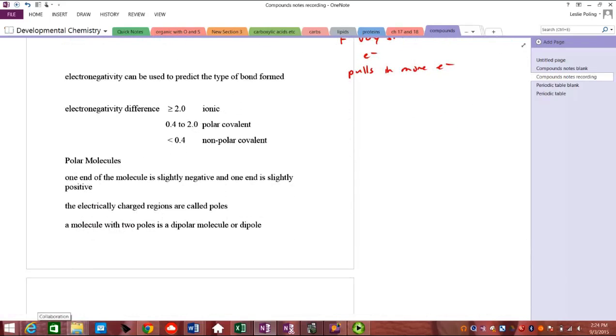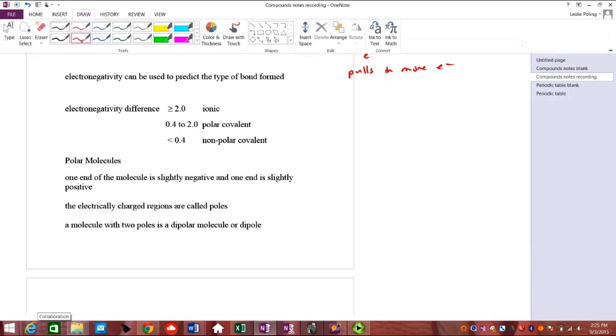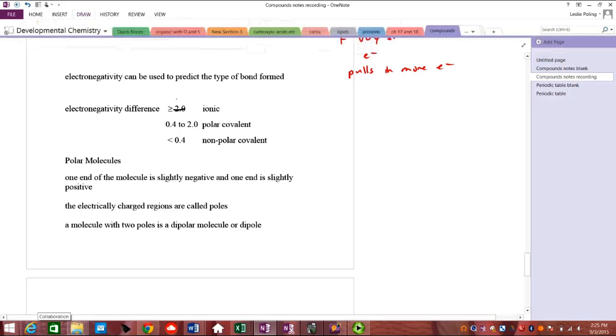Now we can use electronegativity differences to figure out what type of compound we have, whether it be ionic, nonpolar, or polar covalent. Now, you'll see a lot of disagreements from one book to another as to where the cutoff should be for when is it polar, when is it ionic. So I'm actually going to change this, and I'm going to make this 1.8.